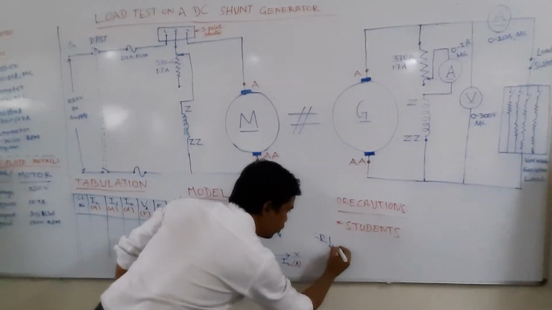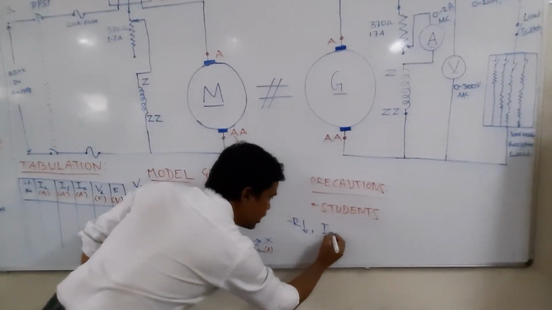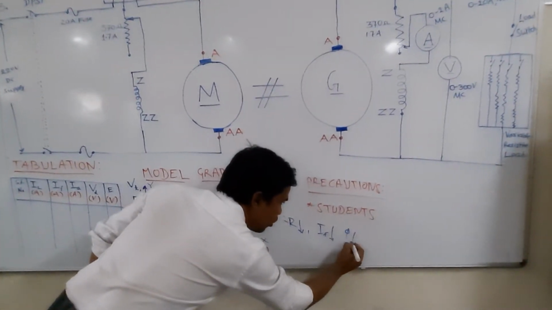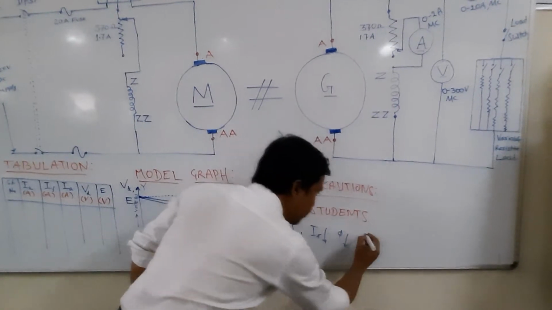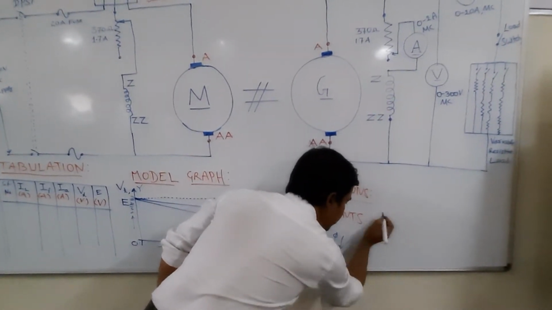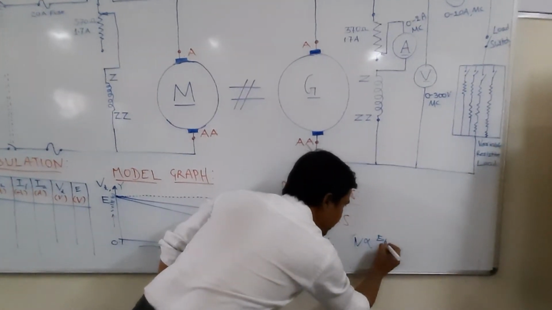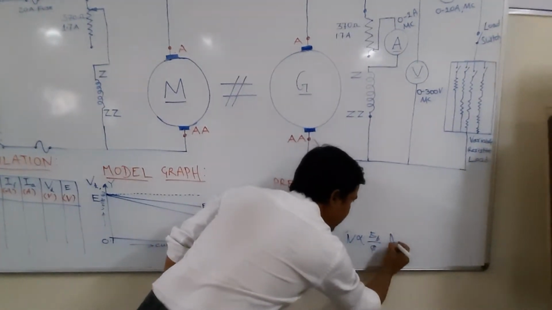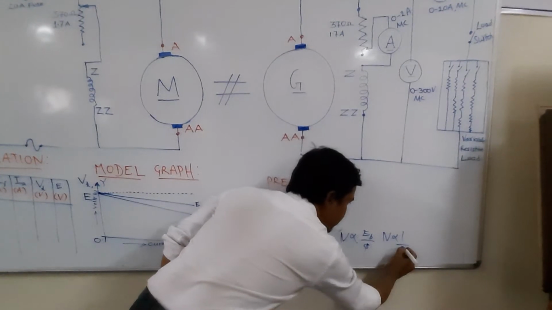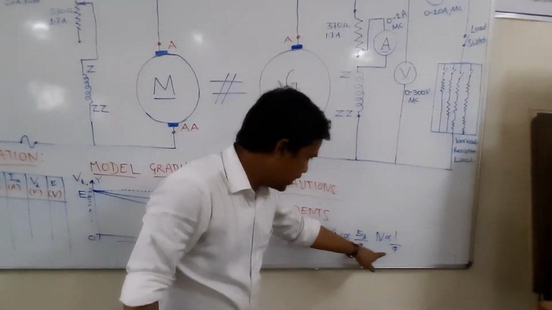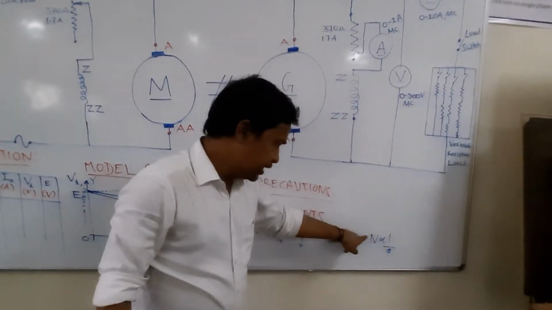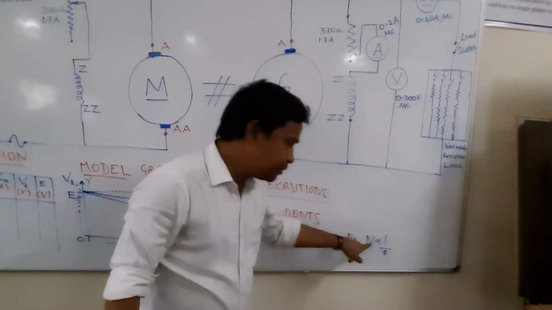If resistance is small, then your current is small. If your current is small, then flux is small. If flux is small, then there is a formula, I think you will learn later. N is proportional to E_b by phi, or N is proportional to 1 by phi. The meaning of this expression is that if flux is maximum, speed is minimum. If flux is minimum, speed is maximum.